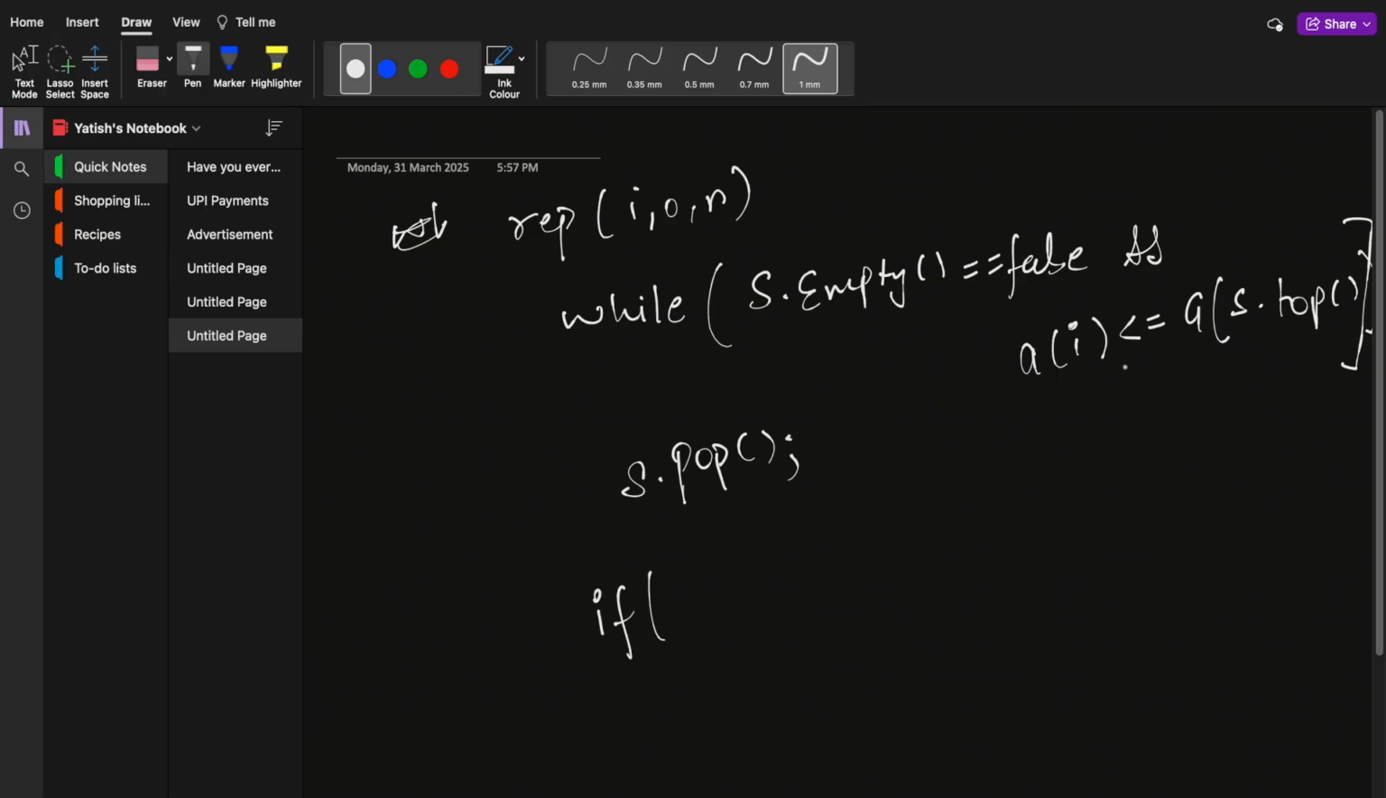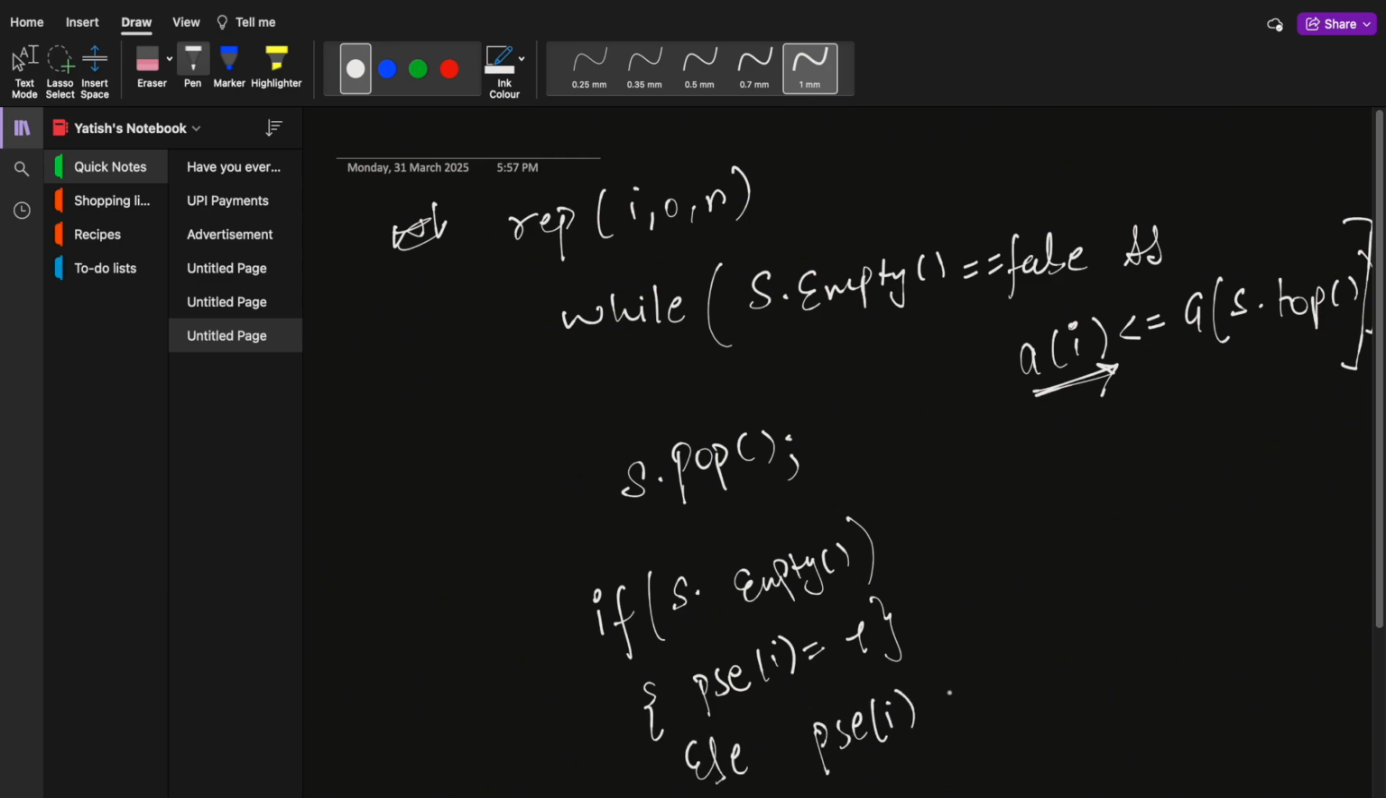And once we have found the smaller element at the top of the stack, we would be checking if s.empty is true. Then we would store pse of i equal to -1, like the smaller element does not exist. Else pse of i would be equal to s.top, like here this index would be our previous smaller element, and then we would be pushing the element in the stack. So this is how our pseudocode for previous smaller element would look.